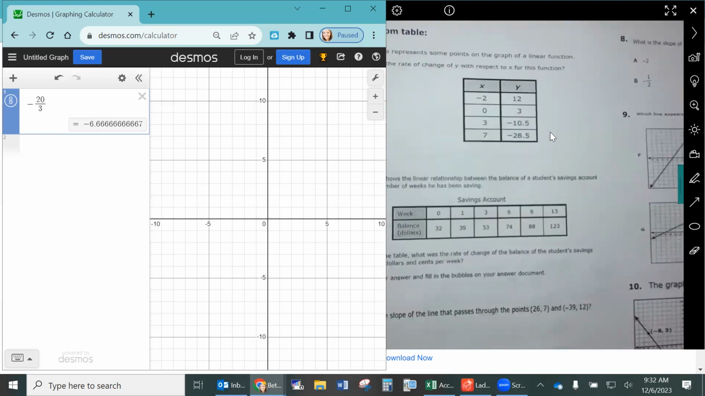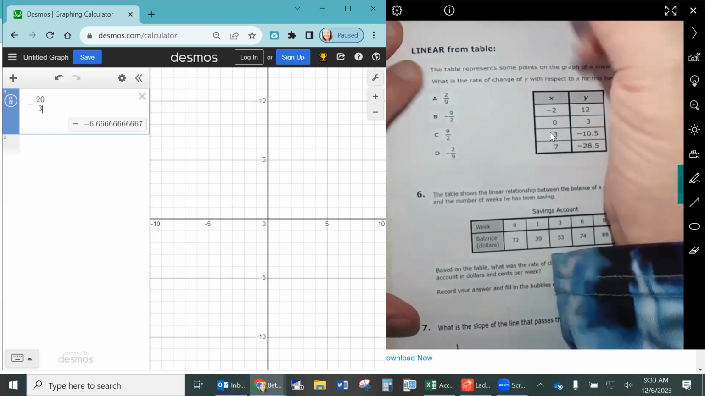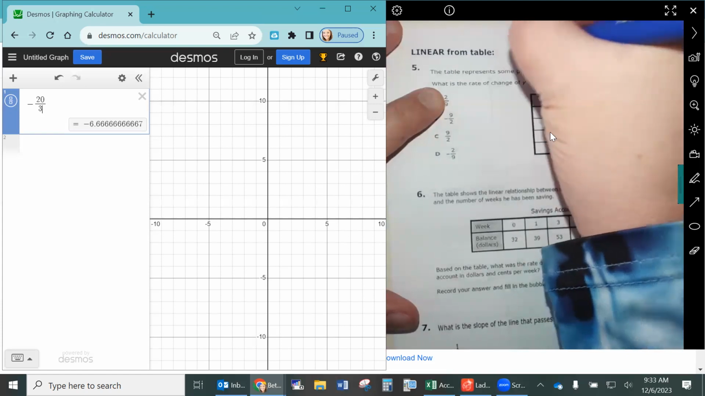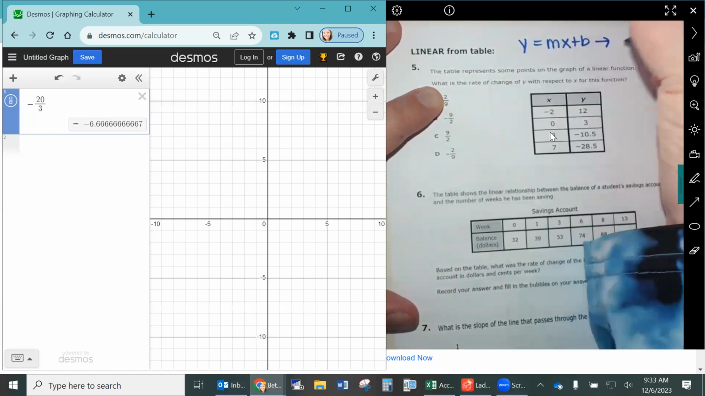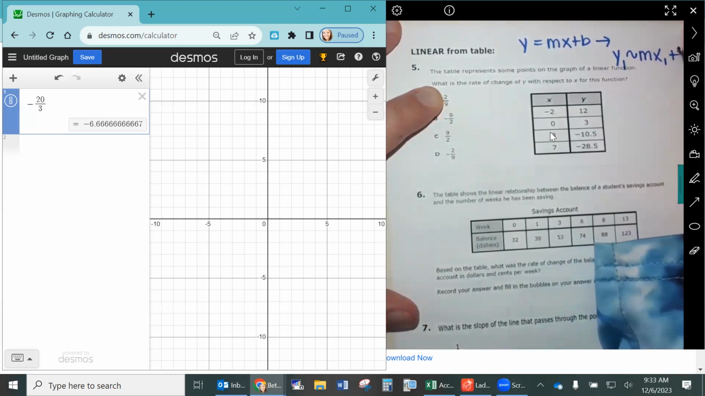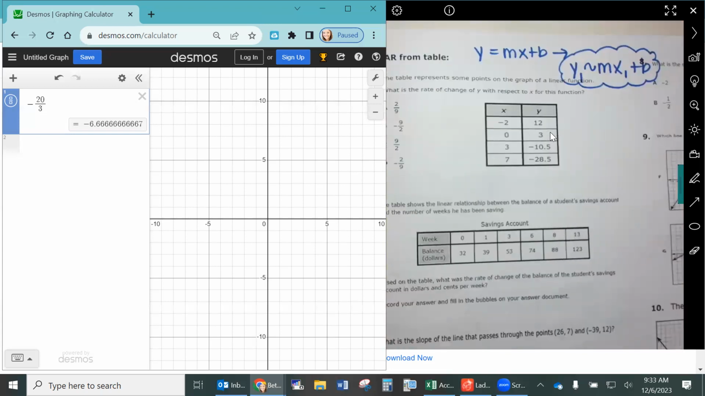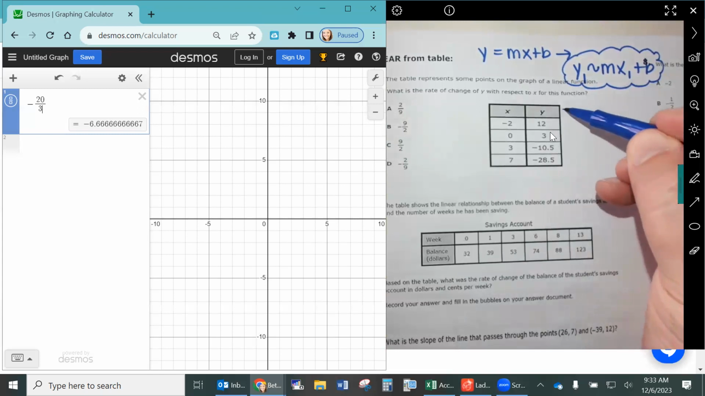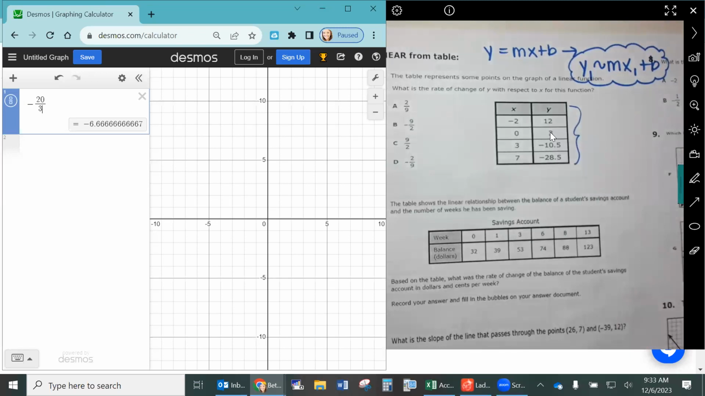You'll notice that on the second page, instead of having graphs, you have tables. If it's a table, your equation is still y equals mx plus b, but you're going to have to change that to y1 squiggle mx1 plus b. Remember that what that formula does is take whatever table you're looking at and turn it into an equation. If they give you the graph, just count the rise over run.